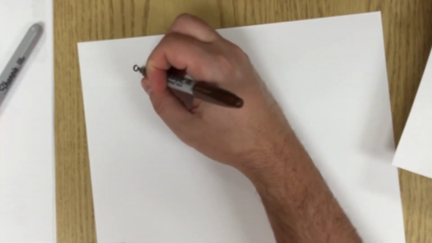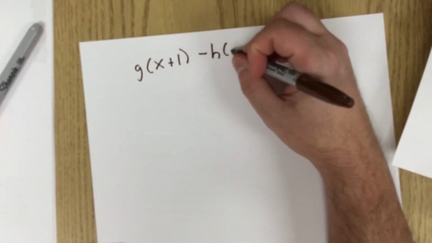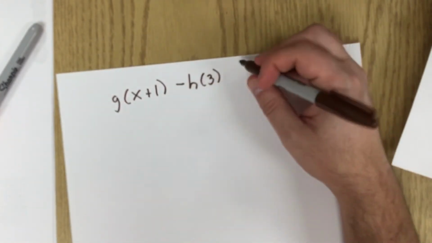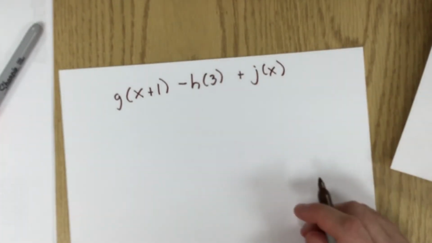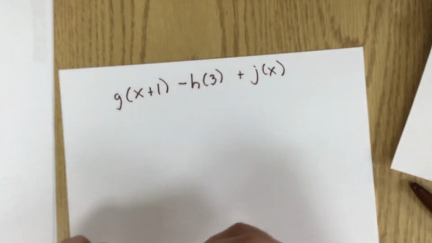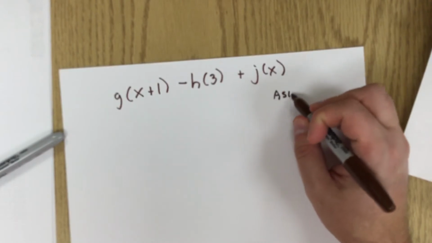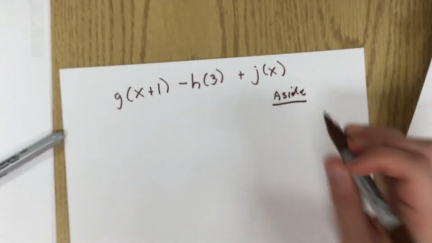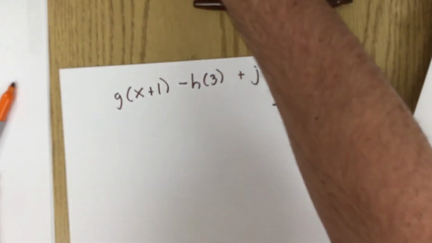Maybe a more interesting one. We could do g of x plus 1 minus h of 3 plus j of x. Okay. There's a lot going on here, so maybe just scribbling on the side is not going to be good anymore. So we should make it more official. We're going to write a side, and we're going to actually do some work on the side.